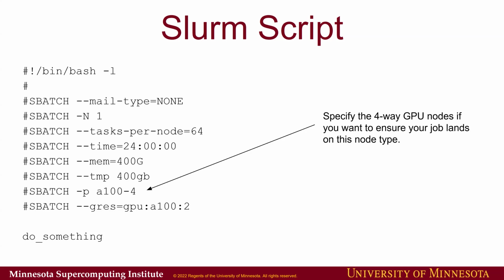If you want an A100, and you're sure you want to use multiple A100s and you want it to land on the A100-4 partition, you could also specify the A100-4 partition directly instead of MSI GPU. And then, of course, you would specify that you want A100s, multiple A100s, in this case 2.